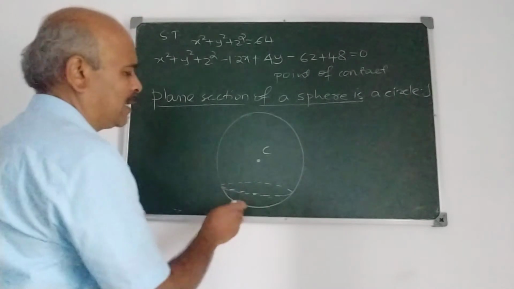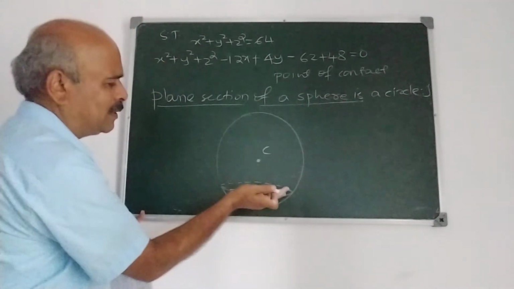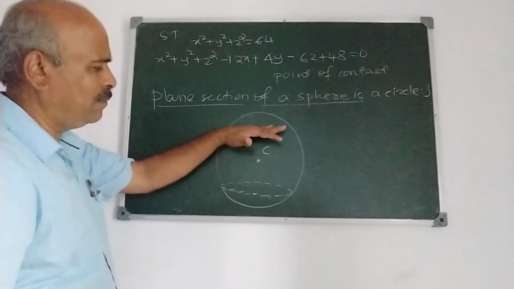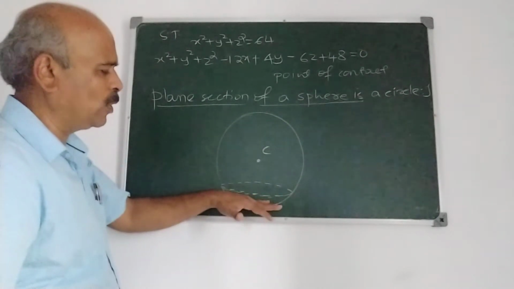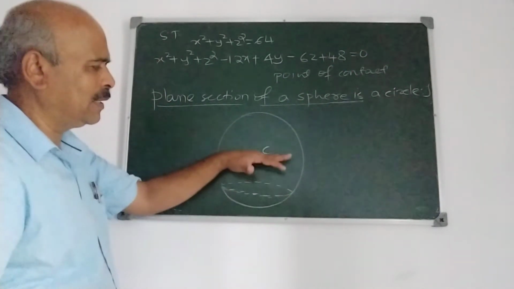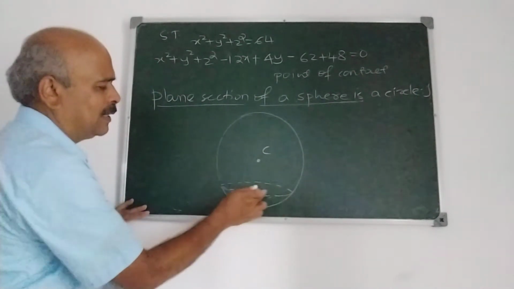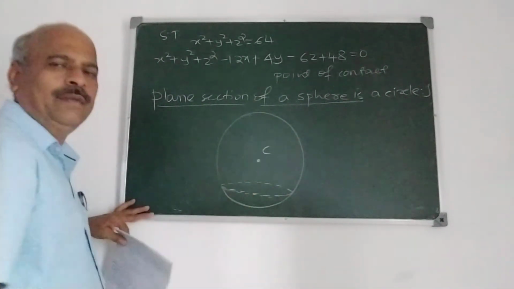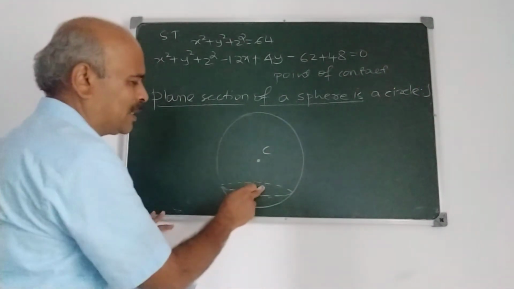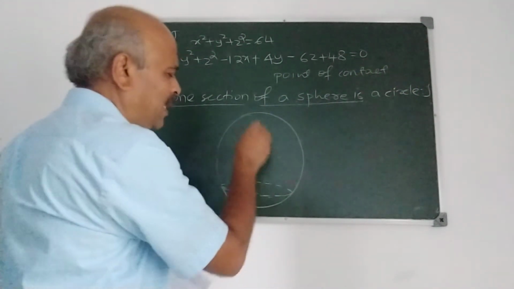And I prove that this is a circle. You have to imagine here, this is the greater part and this is the smaller part. Can you imagine this one? A sphere is cut by a plane and this surface will be a circle. This is the point of intersection of the sphere and the plane. I prove that it is a circle.